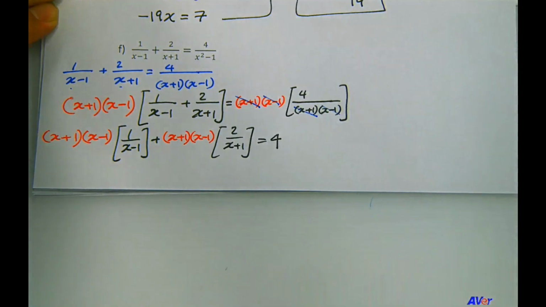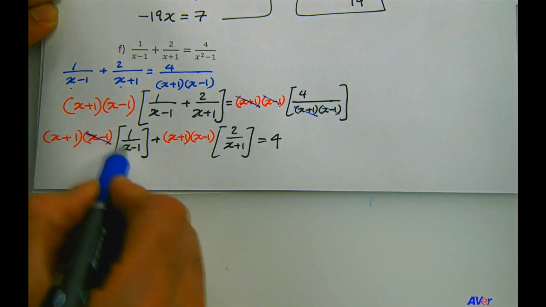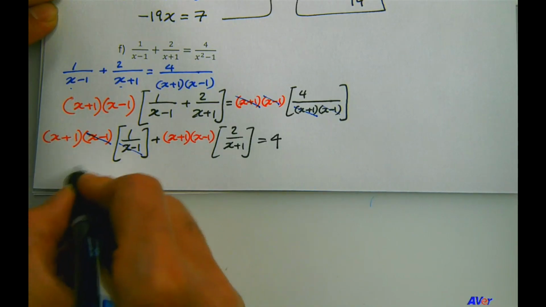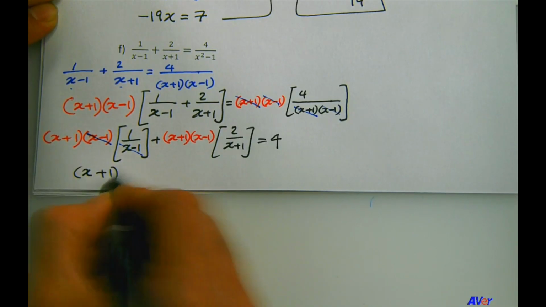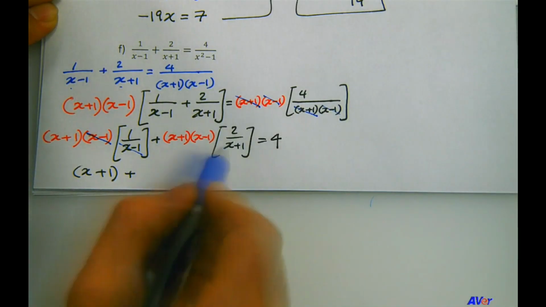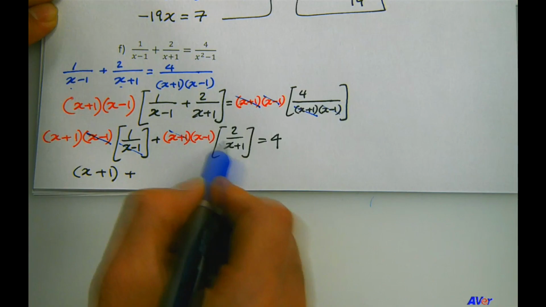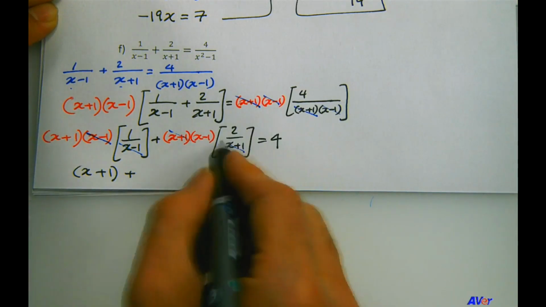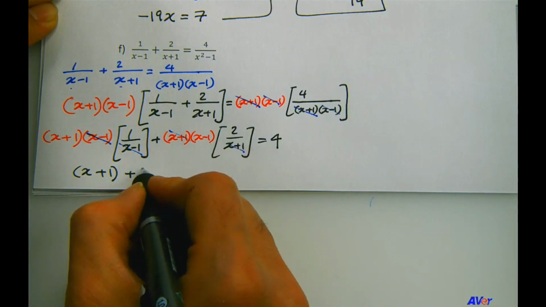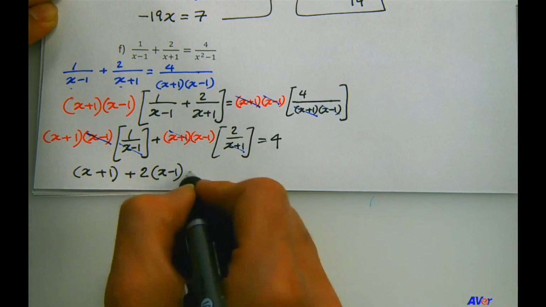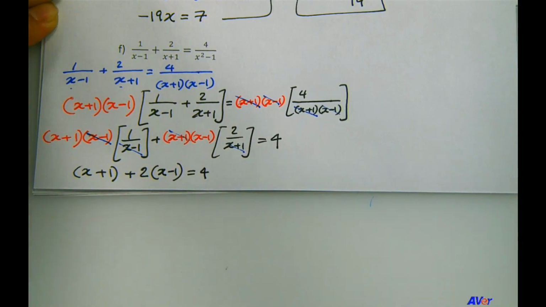We have x minus 1 and x minus 1 cancel out. x plus 1 times 1 is x plus 1, plus x plus 1 and x plus 1 cancel out. We end up with x minus 1 times 2, or 2 times x minus 1 equals 4.